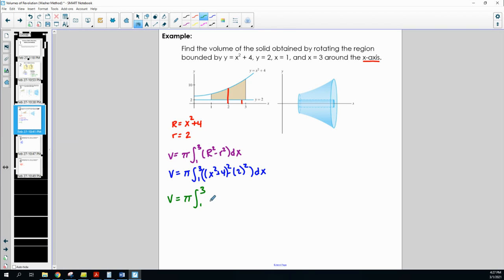So 1 to 3. So this is going to be x to the 4th plus 8x to the 2nd plus 12 dx. And now we can just use the reverse power rule. So I'm going to have that pi on the outside, and then I will get 1/5 x to the 5th plus 8/3 x to the 3rd plus 12x. And then I'm just evaluating it from 1 to 3. So I need to plug a 3 in and plug 1 in and subtract them. So if we do this correctly, we should end up with 2,126 over 15 pi.